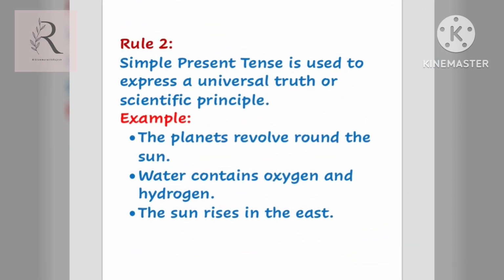Rule number 2. Simple present tense is used to express a universal truth or scientific principle. For example, the planets revolve around the sun. Water contains oxygen and hydrogen. The sun rises in the east. These are the examples for universal truth or scientific principle.